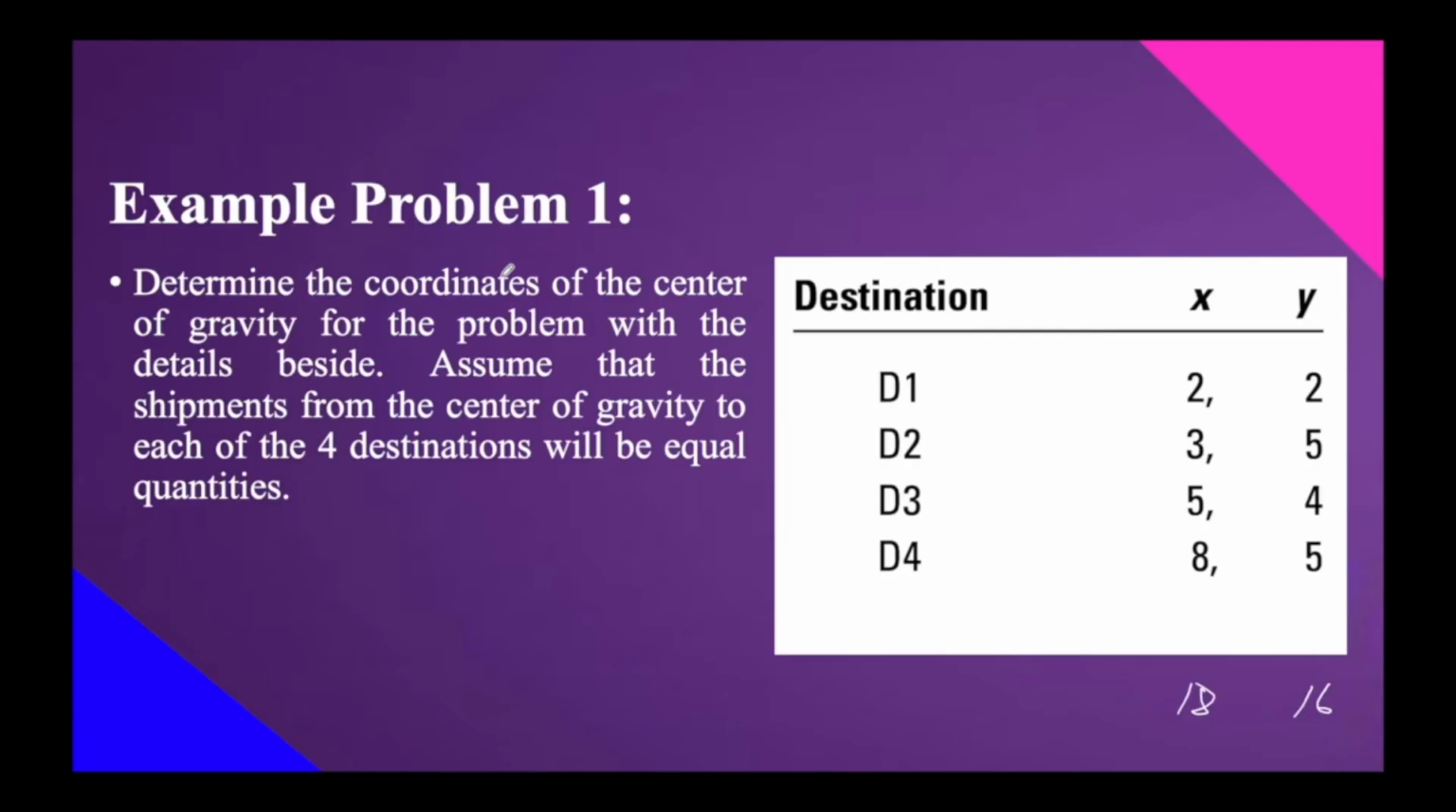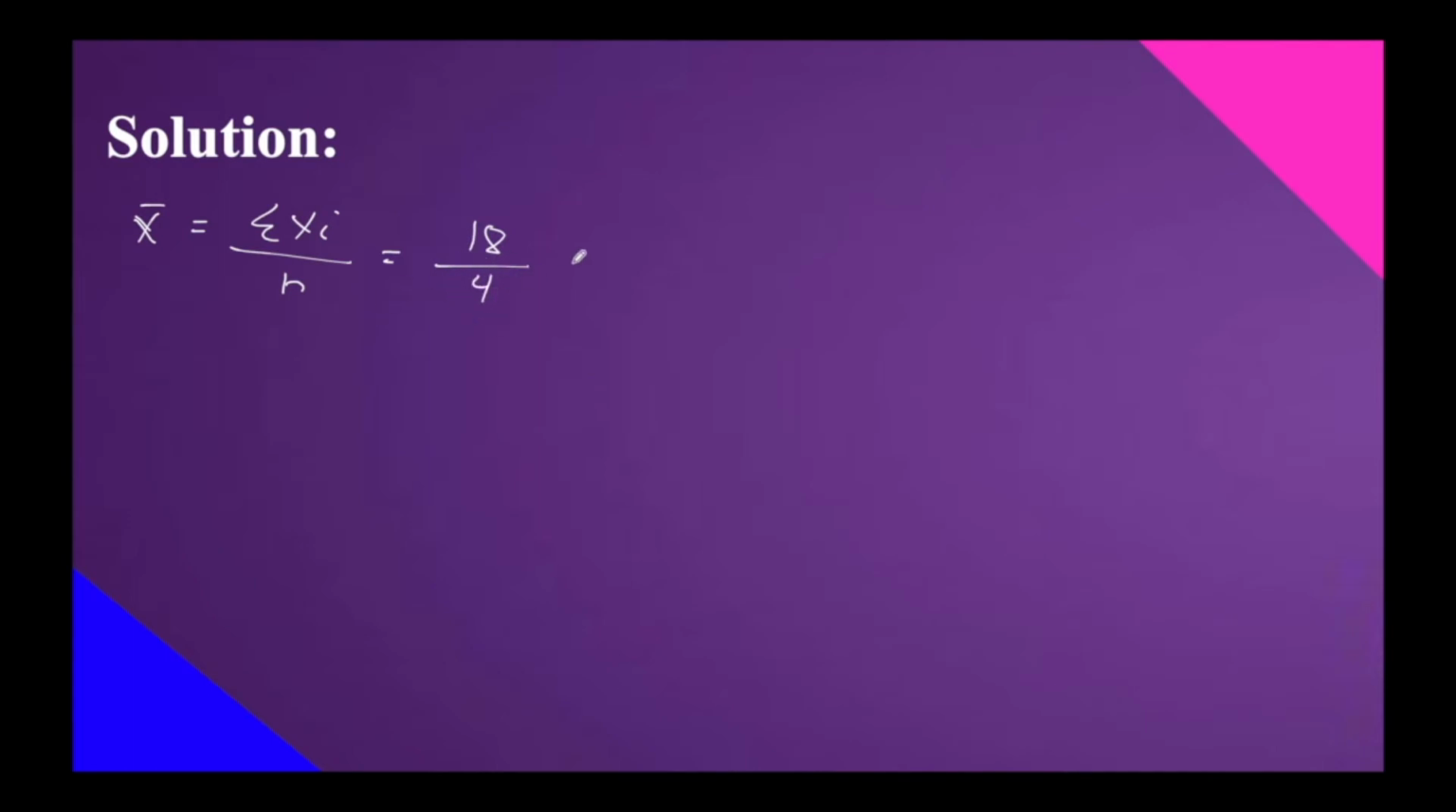So we have here x bar equals summation of x sub i over n, and this is equivalent to 18. Our n, guys, is the number of destinations that we have. So, 1, 2, 3, 4. So, our n here will be 4. And 18 divided by 4, this is around 4.5.